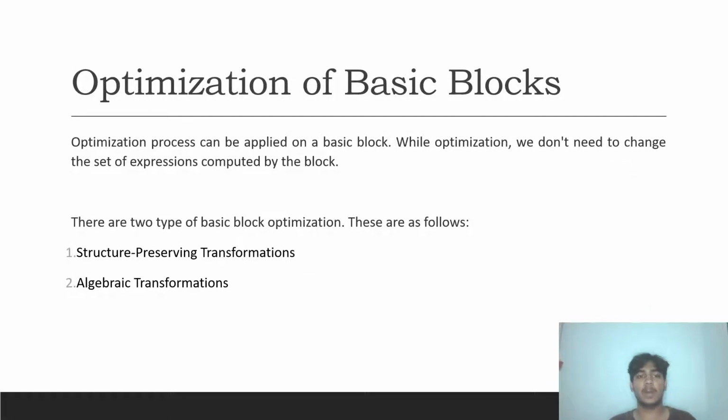Okay. So the optimization process can be applied on a basic block, as the basic block is basically low-level language. While optimizing, we don't need to change the set of expressions, we can use them as they are. There are two types of basic block optimization, which are structure preserving and algebraic transformations. Giving a brief, structure preserving is basically where the code is the same. You don't make modifications to the code itself, but you remove redundancy in the forms of variables and code. While in algebraic transformation, you change the code itself by removing unnecessary variables and inputting numbers wherever possible.